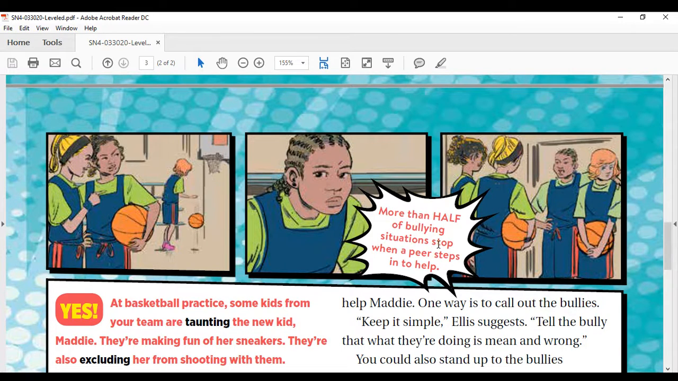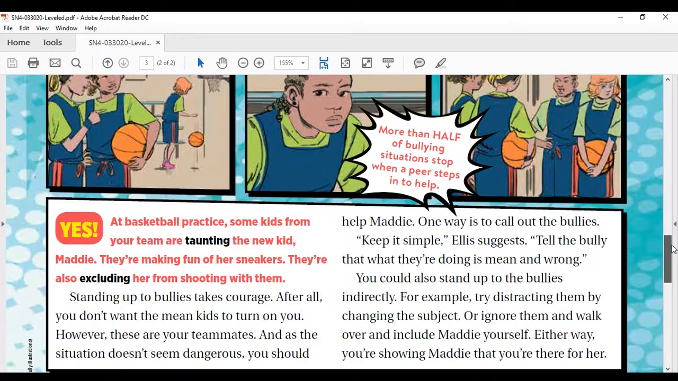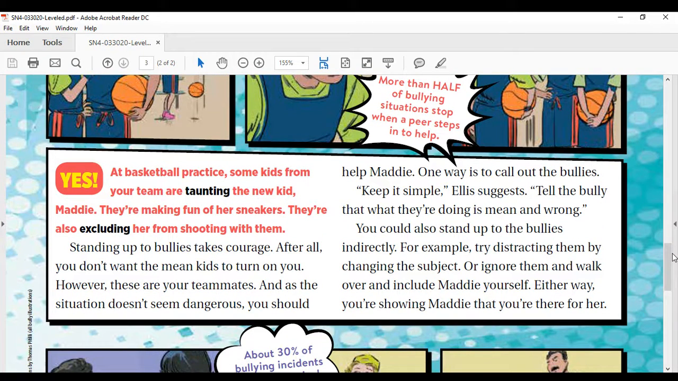More than half of bullying situations stop when a peer steps in to help. So that's another nice word there, peer. A peer means somebody who is around your age group. So not necessarily an adult, but somebody who is the same age range. So this person looked like they saw what was going on, and they went beside the person who was left alone, and they weren't a bystander, they were an upstander, basically. So this is a situation where you would go ahead and stop bullying. So if somebody's taunting or excluding somebody from something, yes.